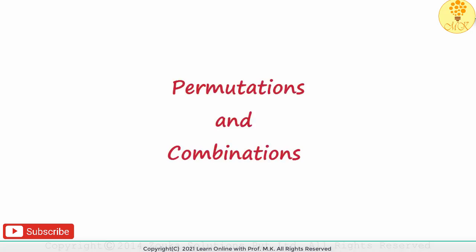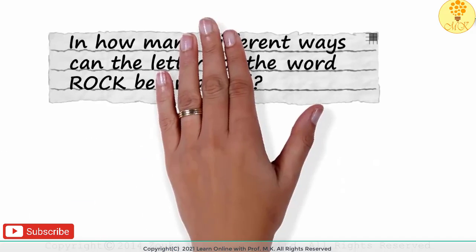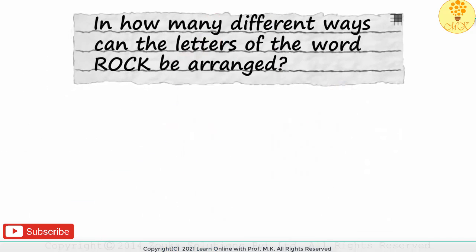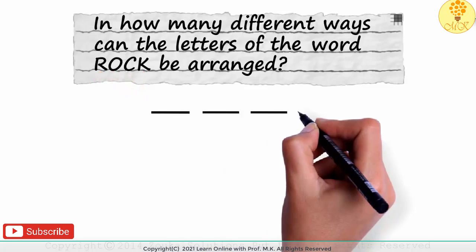The best way to understand permutations and combinations is by solving as many examples as possible. In this example, we have been asked to arrange the letters of the word rock. In how many different ways can the letters of the word rock be arranged? We have one word and we need to rearrange the letters to form different arrangements. As rock has 4 letters, let's make 4 slots.